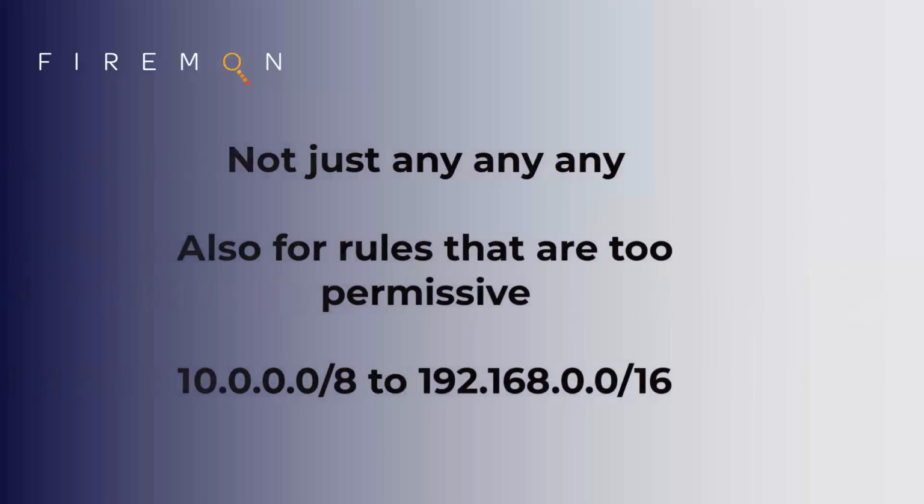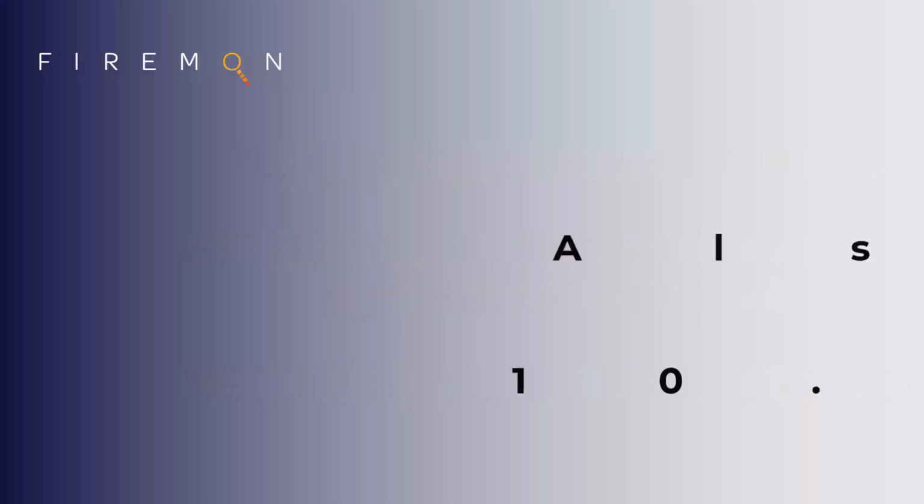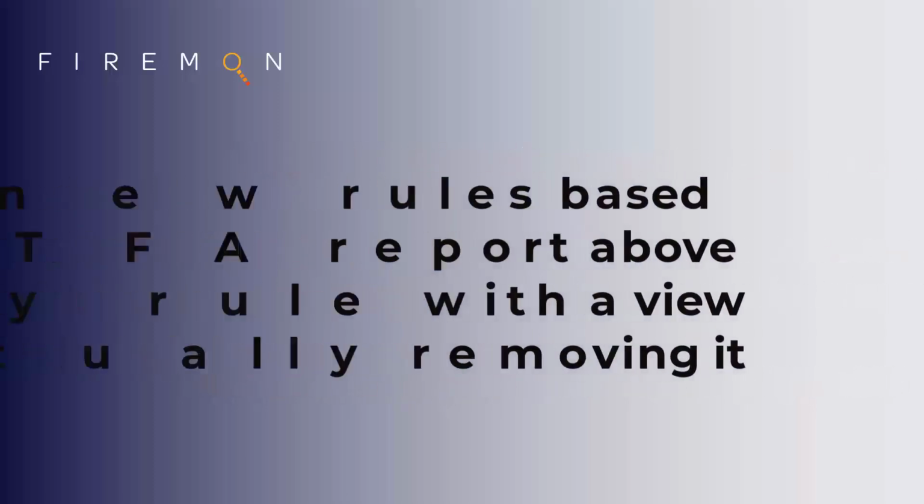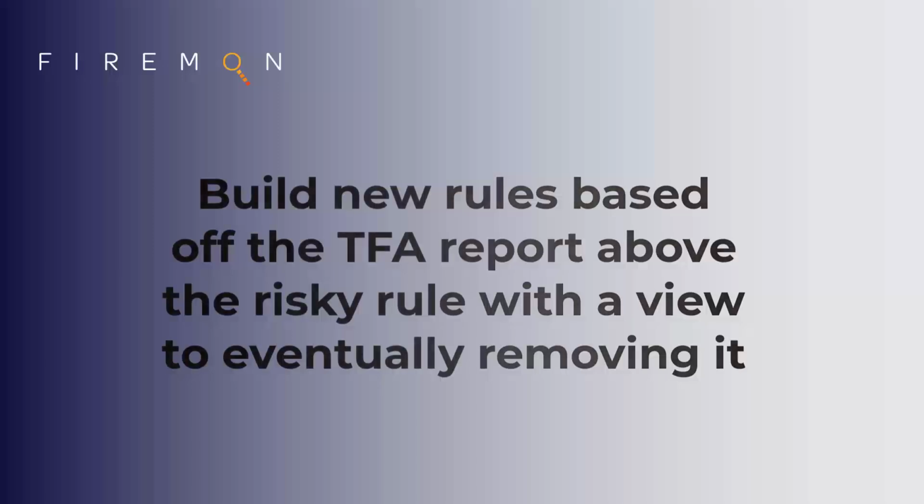It can be used not just for any rules, but also rules that have a policy that is too wide open for your security policy, with large subnets in the source and destination. We can then simply create new rules to match the flows collected further up the rule base than the problematic rule, and monitor with TFA until there eventually are no hits against that bad rule.